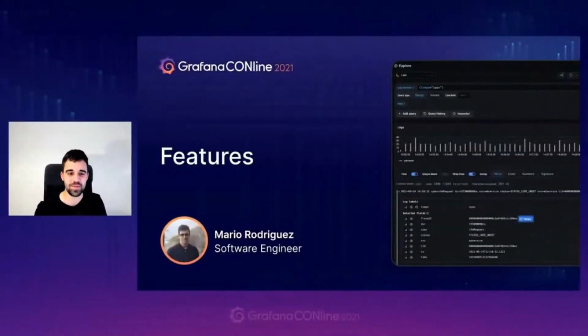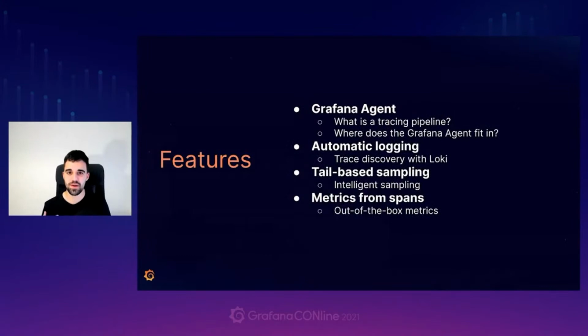Hi, everyone. My name is Mario. I'm a software engineer at Grafana Labs, and today I want to talk about 4 things. First, I want to talk about the Grafana agent. So what is a tracing pipeline and where does the Grafana agent fit in? Then I want to talk about automatic logging for trace discovery with Loki. Next, I want to talk about tail-based sampling. And finally, I want to talk about generating metrics from spans.